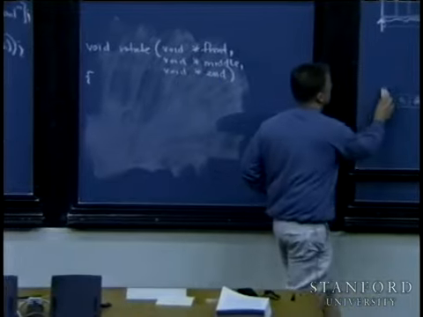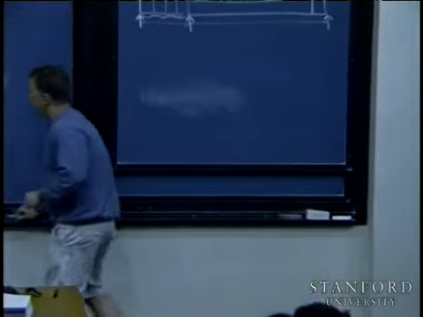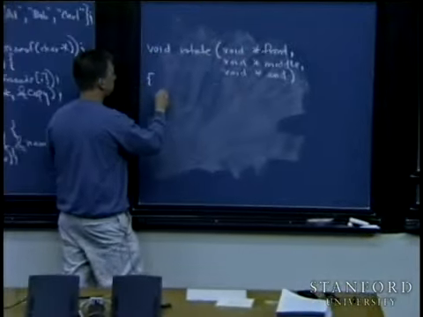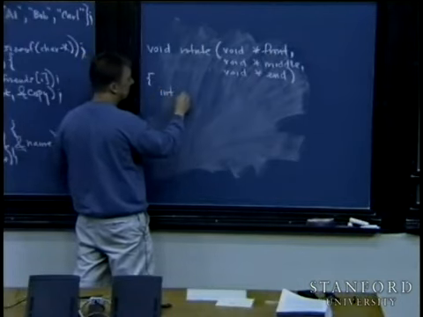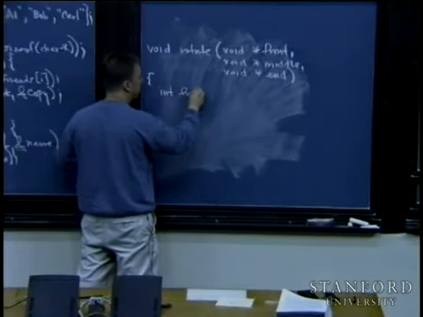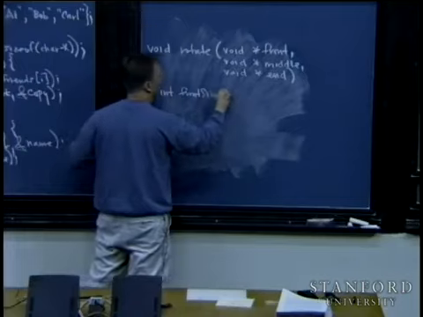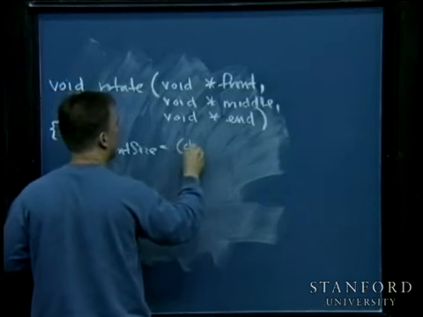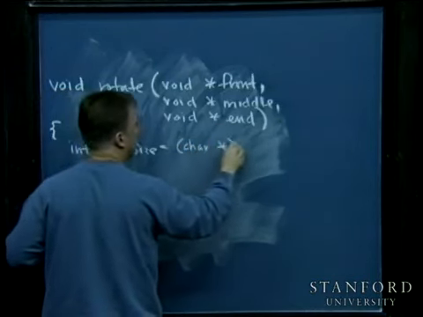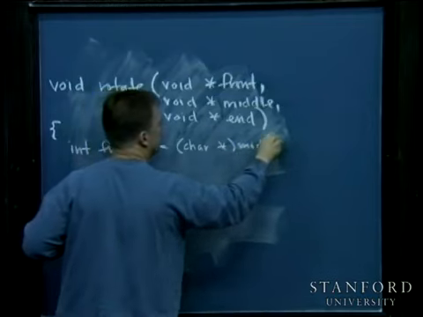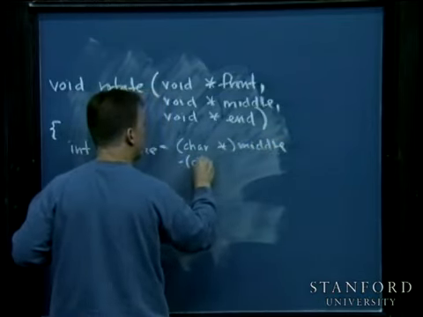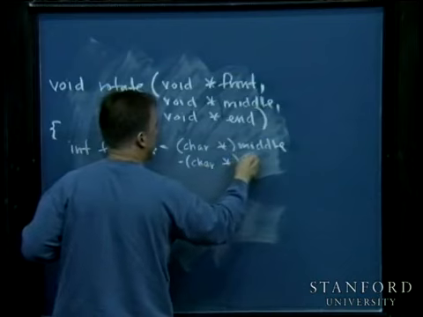What I want to do is I want to compute a few values. I want to do int front size is equal to (char *) middle minus (char *) front.